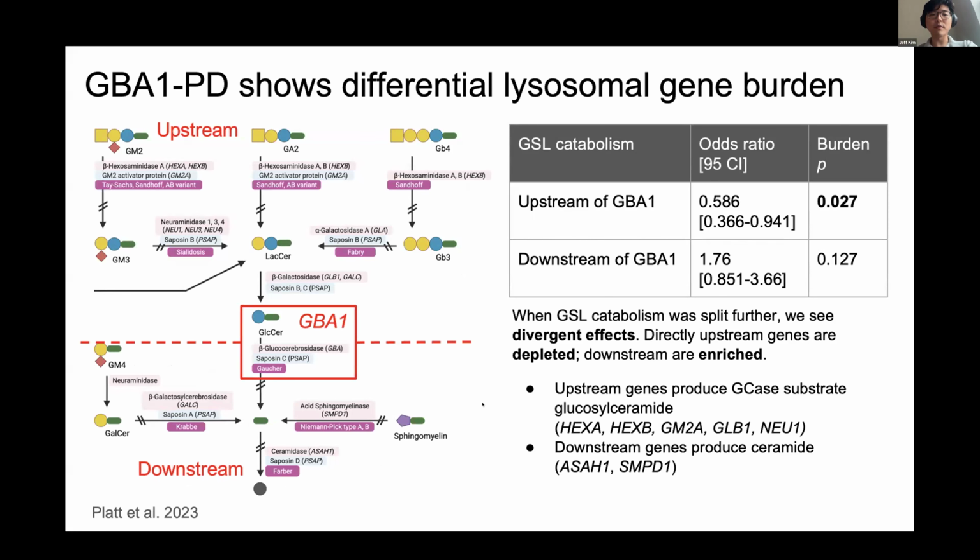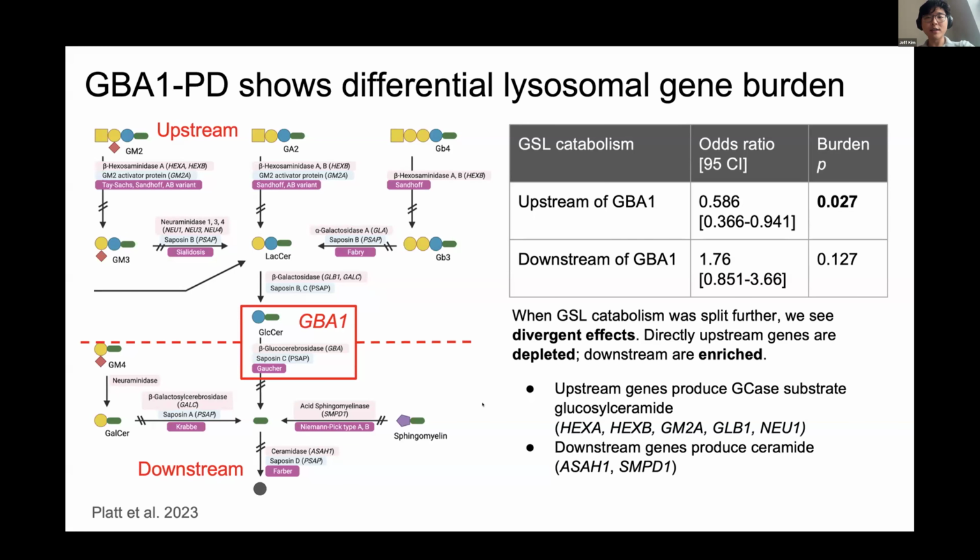On the other hand, for downstream genes, we see a greater synergistic effect. So the product, the ceramide, would be decreased in the case of a double knockout of GBA and, say, SMPD1 or ASAH1. So it is really cool to see this contrasting effect, and we can see within the pathway how human genetics can reflect what we already know about the lysosomal pathways.